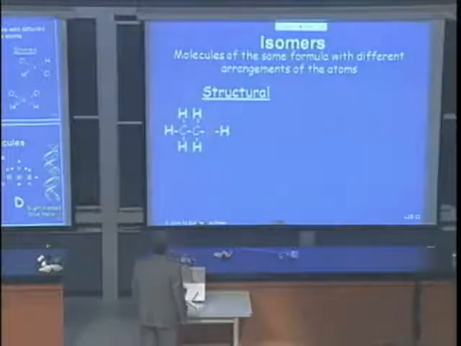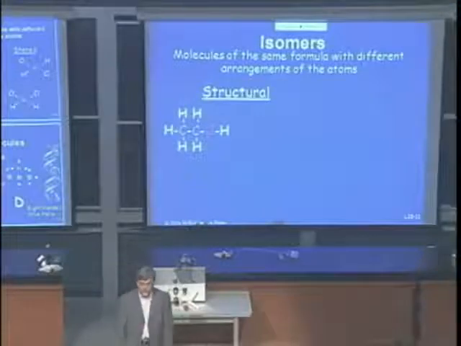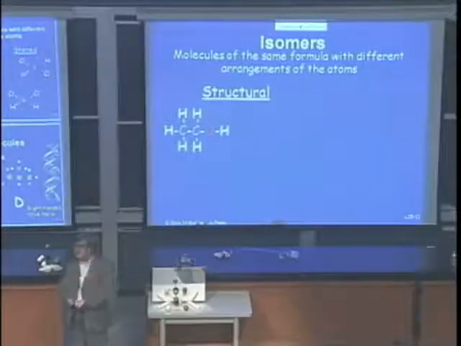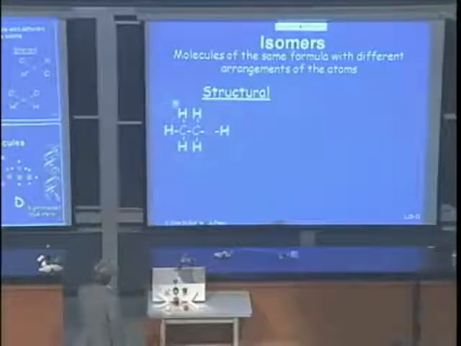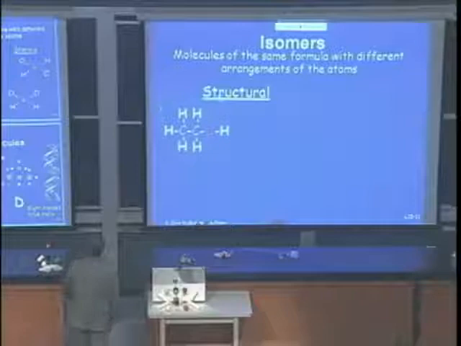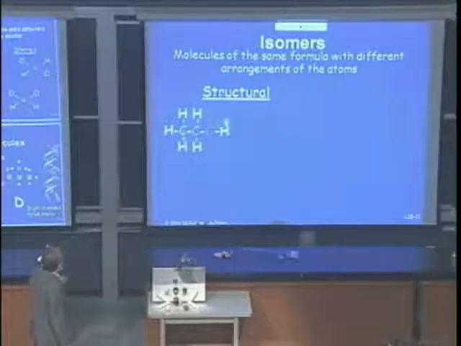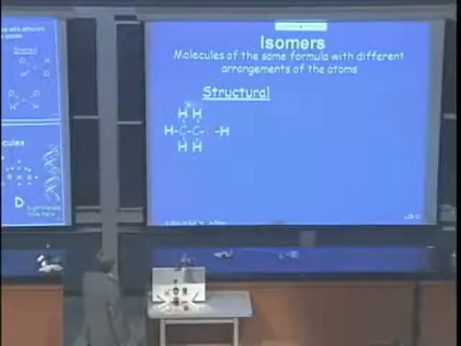So there are isomers. Isomers are molecules of the same formula. They have the same molecular mass, but they have a different arrangement of the atoms, okay? So this, for example, is a very delicious compound here. It's the product of fermentation in many alcoholic beverages. And it's called ethanol, okay? This has 1, 2, 3, 4, 5, 6 hydrogens, 1 oxygen, and 2 carbons. So this is C2OH6, okay? So that's an alcohol.